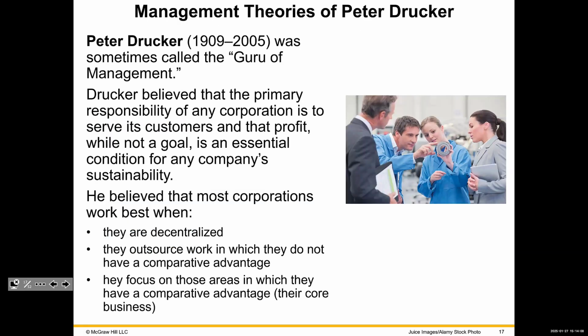And Peter Drucker is one of my favorites. This one, I love Peter Drucker. He is considered the guru of management. And what he believes is what I like: decentralized corporations work best, outsource what you don't do well, and then focus on areas that you have a comparative advantage. So when you think of multinational corporations, does that follow what Drucker was telling us?